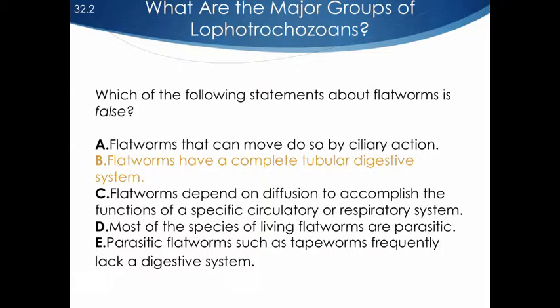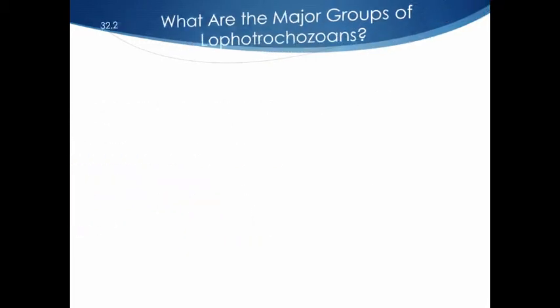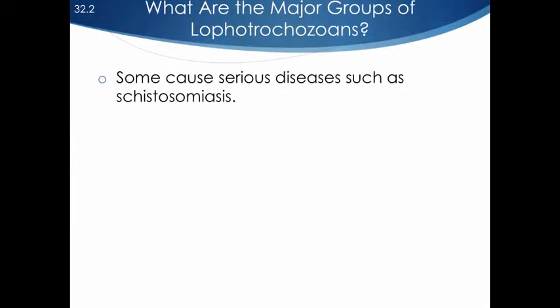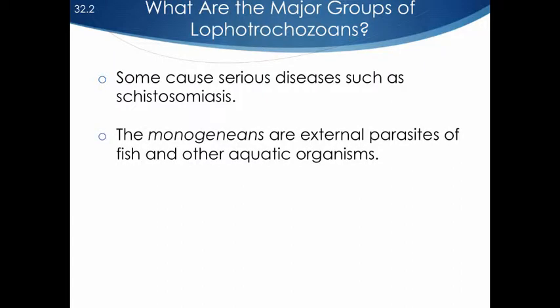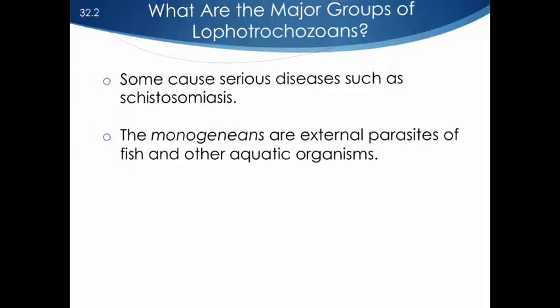Alright, so the answer is B. Flatworms have a complete tubular digestive system. And that's false because, as we went over, their digestive system is branched, and that's what allows for the high absorption and the high surface area. Now, some of these flatworms can cause serious diseases such as schistosomiasis. And the monogeneans are external parasites of fish and other aquatic animals. So that's a type of tapeworm.